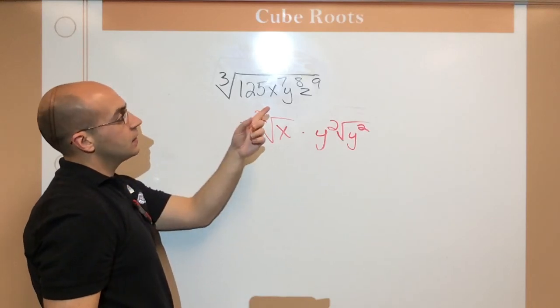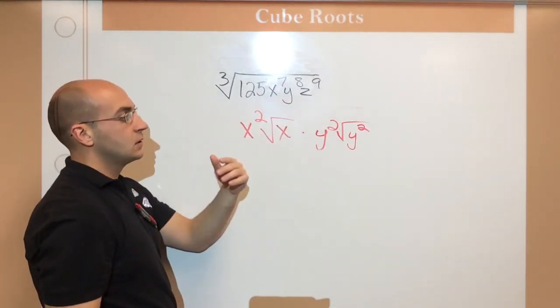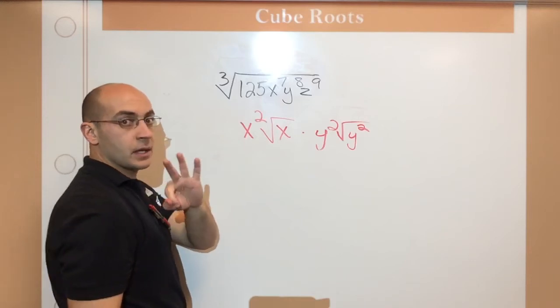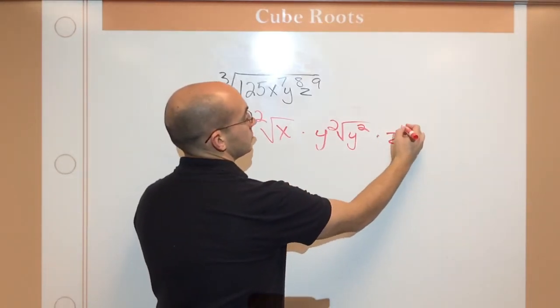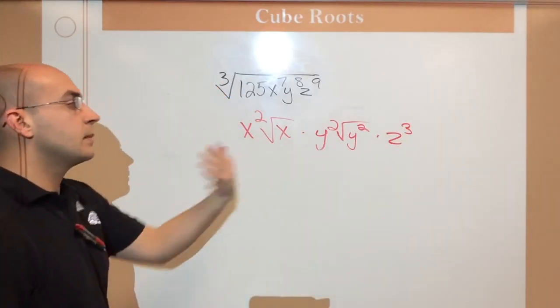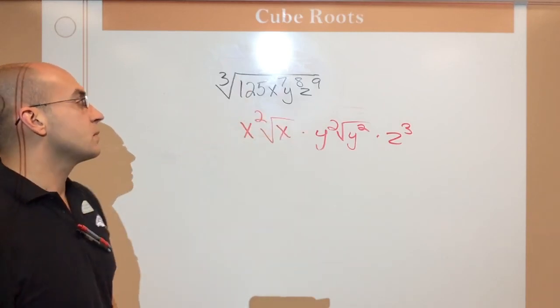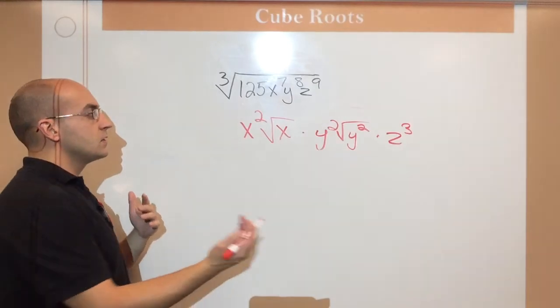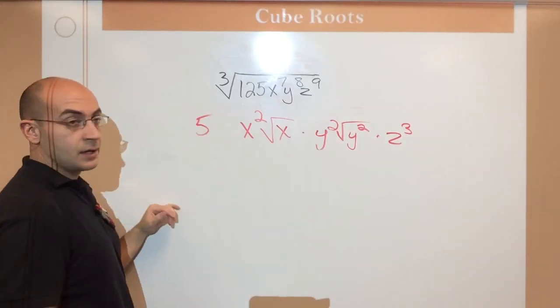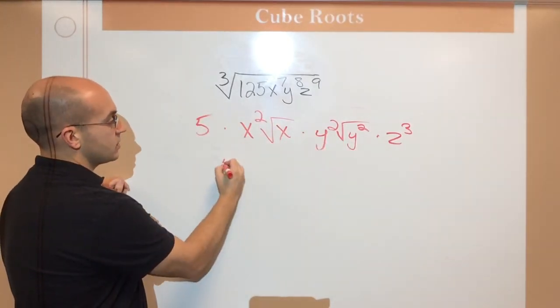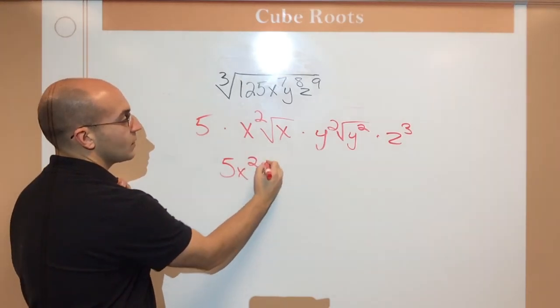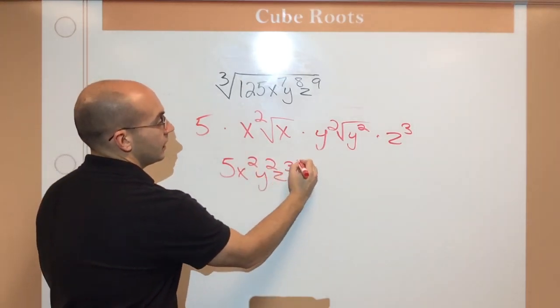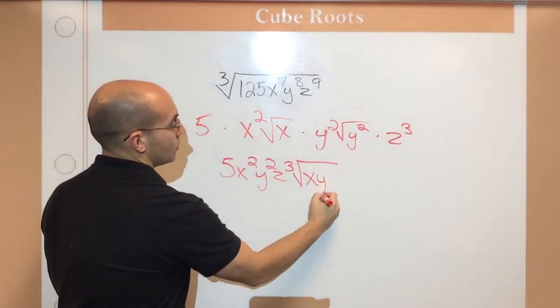And then a z. How many sets of 3 z's can come out? Well, 3 of them can. So z to the third, nothing underneath. Okay, it's got to come out, and the cube root sign goes away. Now, 125, perfect cube, right? 5. So 5 comes out, period, end of story. Now I can squeeze it all back together. So I'm left with 5x squared, y squared, z to the third. And underneath, we're just left with a lonely x and a y squared.